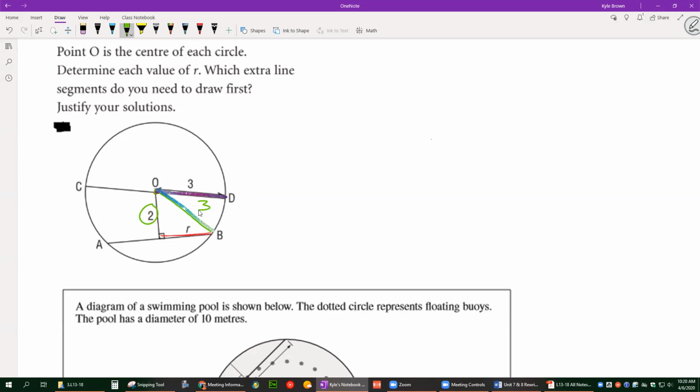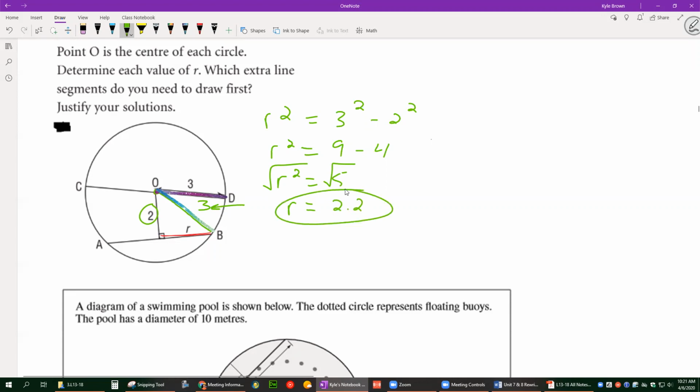We've got Pythagorean theorem. So R squared is equal to, and make sure you do this one right, because the order matters. It's going to be the hypotenuse first. So it'll be 3 squared minus 2 squared. So R squared is equal to 9 minus 4, so R squared is equal to 5. And then very last step, square root. So R is equal to the square root of 5, which is about 2.2. That's it.